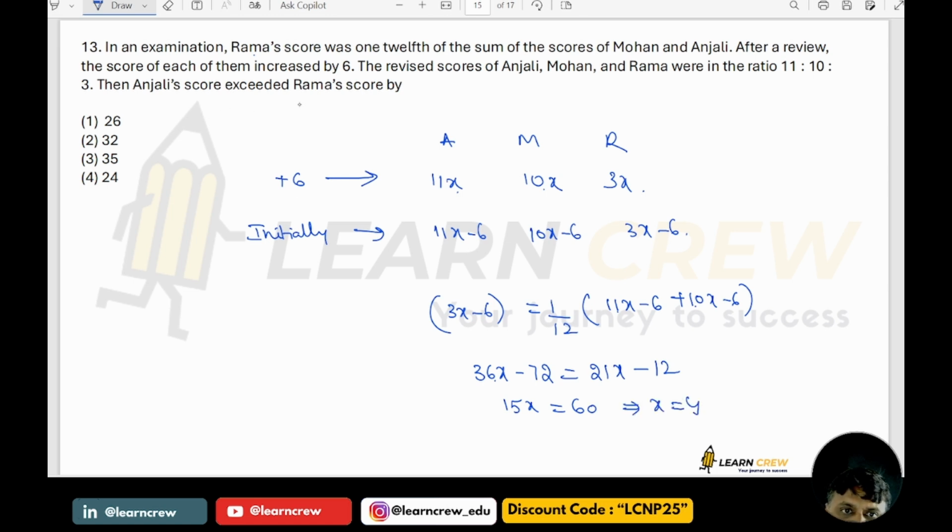Anjali's score exceeded Rama's score by how much? If you see here, the revised scores of Anjali, Mohan and Rama are this much. In this case, 11x is 44, 10x is 40 and 3x is 12. Now the difference between these two, Anjali's score exceeded Rama's score by how much? 32. So the answer is 32.